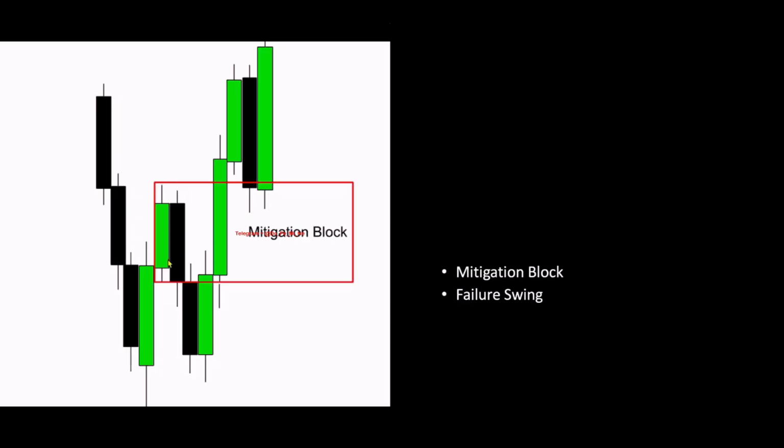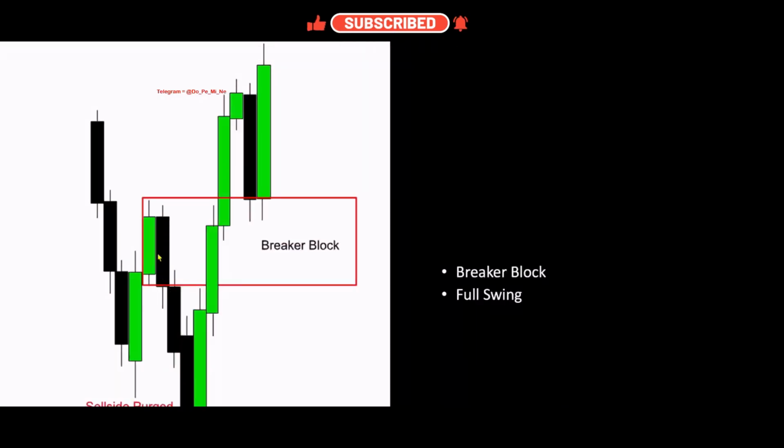So that is why we can look at this and say, okay, well, a mitigation block is basically a failure swing. There's a failure for the market to create a lower low after the creation of this high. Whilst for the breaker block, a lower low gets created, and that's why we call that a full swing. And one of the important things to note is that when a breaker block forms on one market, we usually see the formation of a mitigation block on a highly correlated market. And that means that one creates a lower low, whilst the other creates a higher low.